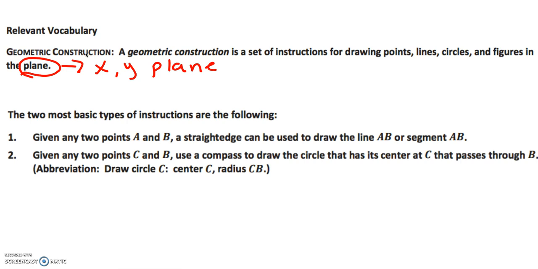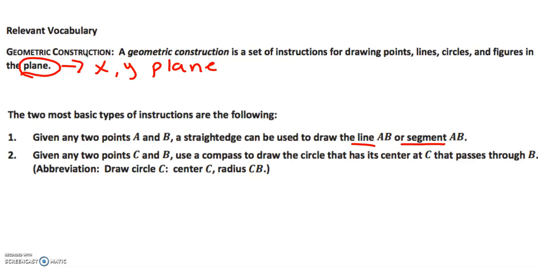Here are the two instructions that you most likely will have to deal with. Given any 2 points, A and B, a straight edge can be used to draw a line AB or segment AB. So, line and segment. These are important to know. Those are different things. They're named the same, AB and AB, but they're actually different. A line and a segment are two different things. Given any 2 points, you can make a line or draw a segment with a straight edge. A straight edge is a ruler, let's not forget.